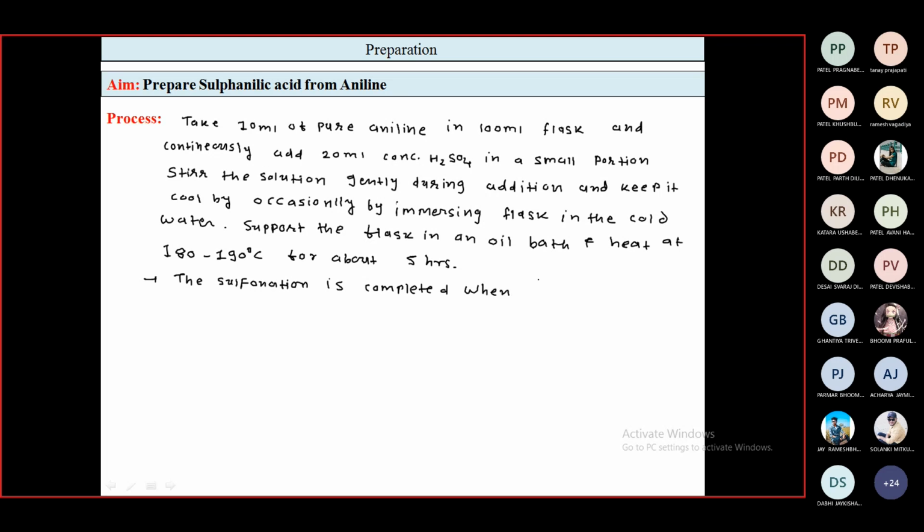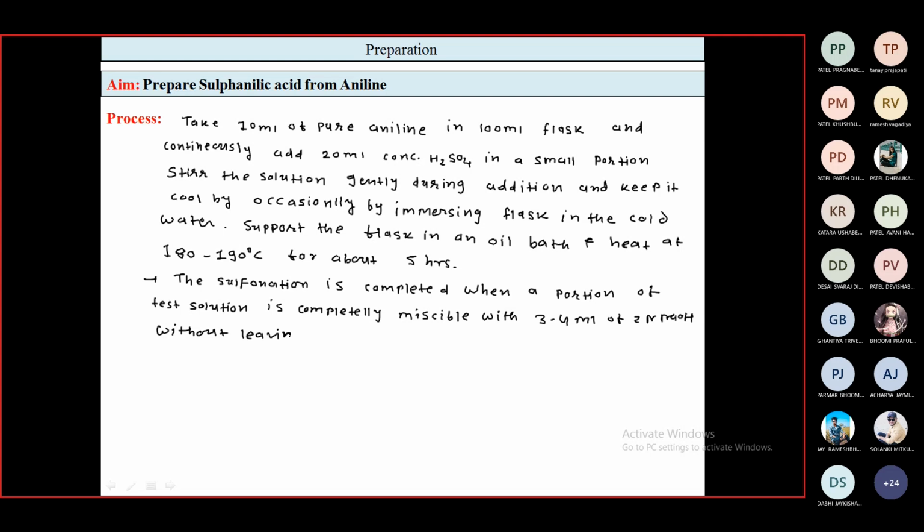Sulfonation is completed when તમારે આ ચેક કરવાનું છે, જે હીટિંગ ચાલતું હોય એમાંથી થોડો પોર્શન લઈને, when a portion of the test solution is completely miscible, or you can say dissolved, with 3 to 4 ml 2 normal NaOH without leaving the solution cloudy or oily. So this is the indication that sulfonation is completed.